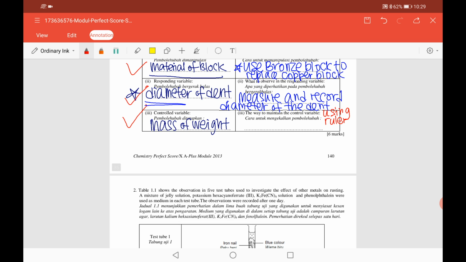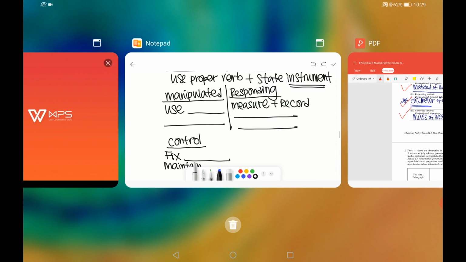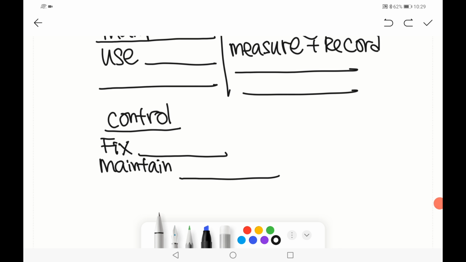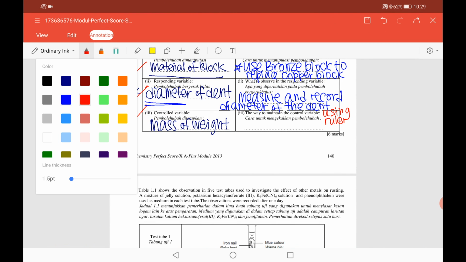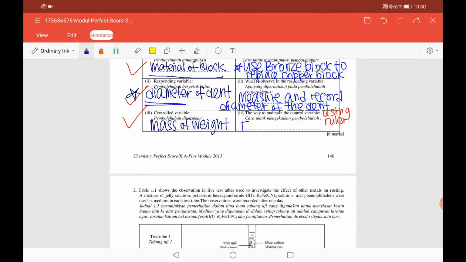The last one, the control variable, is the mass of the weight. So now, how are we going to maintain the control variable? When we want to fix or control the variable, the better words we can use are fix or maintain. Let's say we use the word fix: fix the mass of the weight.